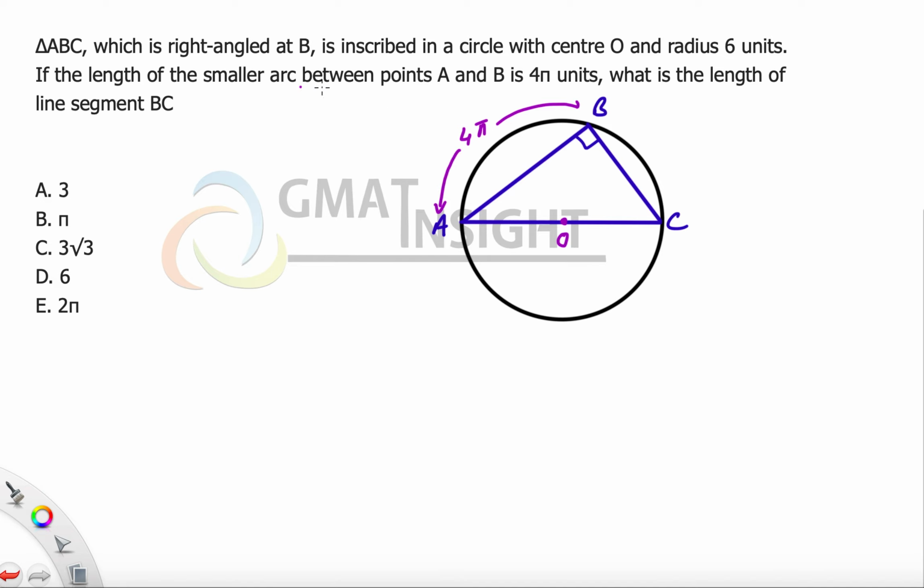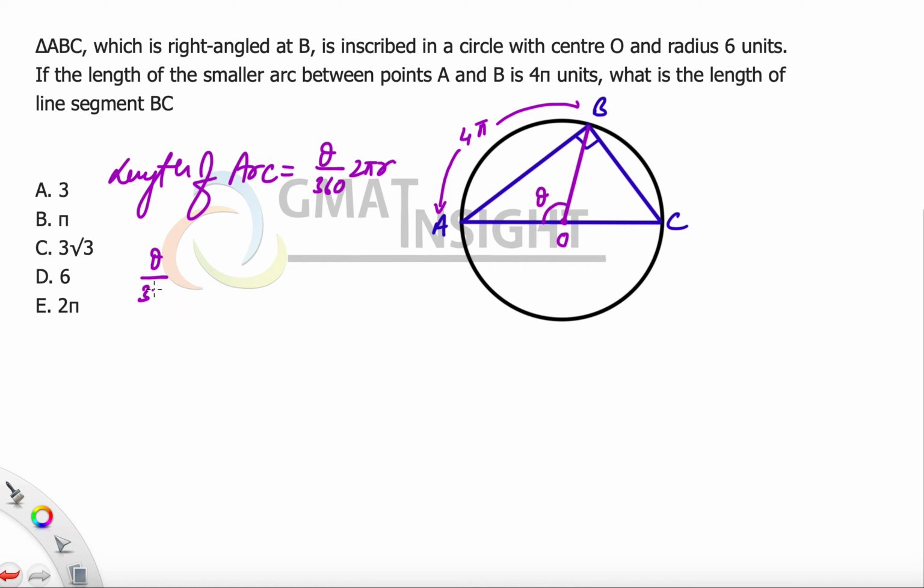Now the question says that the smaller arc between points A and B, this arc, has a length 4 pi units. Then the first thing that we should know is that the length of an arc is given by theta over 360 times 2 pi r. So here theta is always the angle drawn at the center of the circle by that arc. So here arc AB is drawing the angle at the center, which we call this. So this has to be theta.